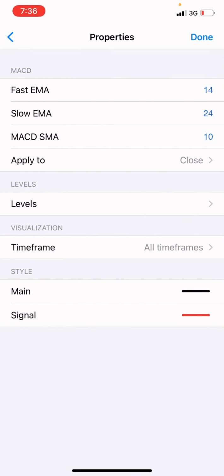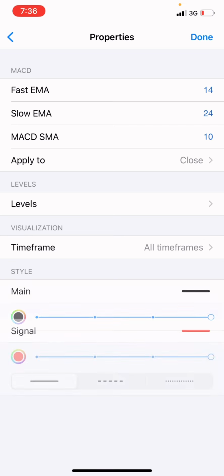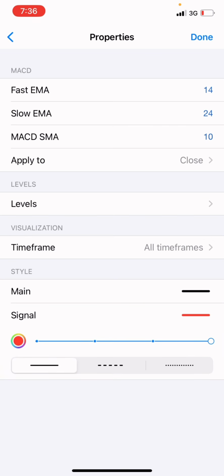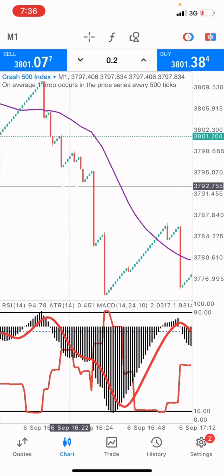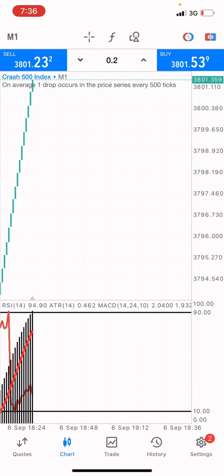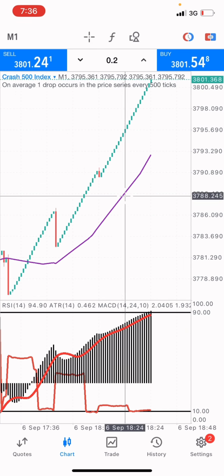All right, the MACD indicator, with the fast EMA 14, slow EMA 24, and the MACD SMA on the level of 10. Then the main color black with 4 pixels, the signal color red with 4 pixels, just like that. Now this strategy is pretty easy for you to grow your smaller account, which is about a $20 account, into a $50 account. All right, so what we're going to do right here, go over to the main chart.